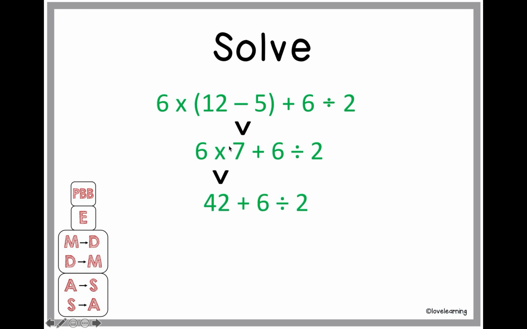6 times 7 is 42. And then I keep writing the rest of the problem. Plus 6 divided by 2. What's next? Divide. 42 plus 6 divided by 2, which was 3. So the answer is 45.